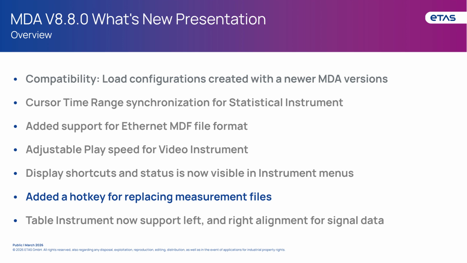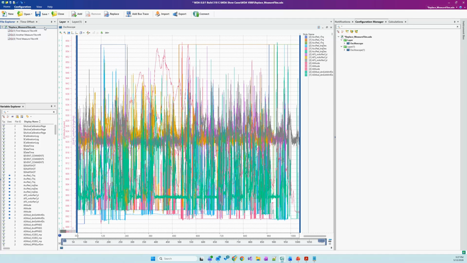In this section, I'd like to highlight the improvements made to replacing measurement files via a hotkey. Efficiency is key when managing data. That is why we have accelerated your file management with the hotkey, allowing you to replace multiple measurement files instantly without digging through the menus. You can now perform a multi-select to replace several files at once. Whether you are updating a single log or an entire batch, the process is now unified.